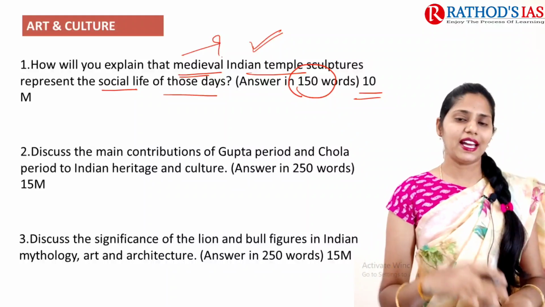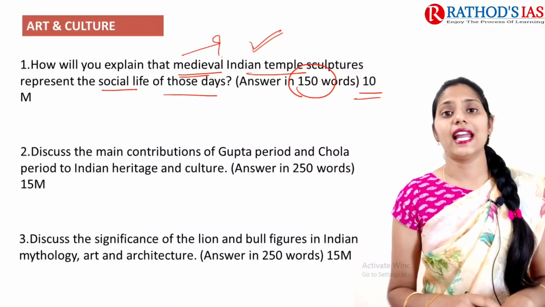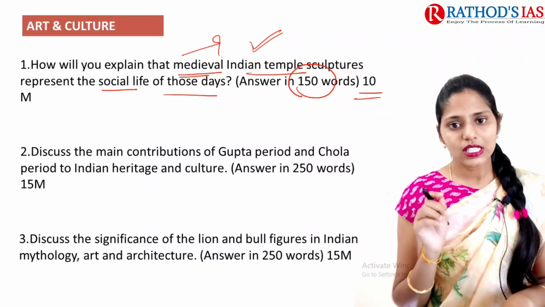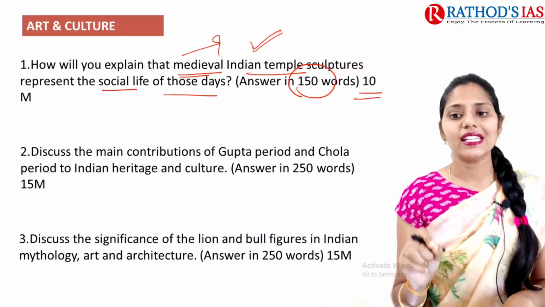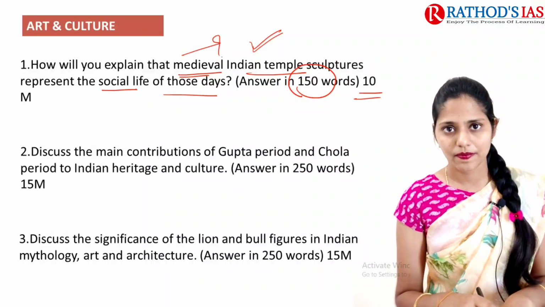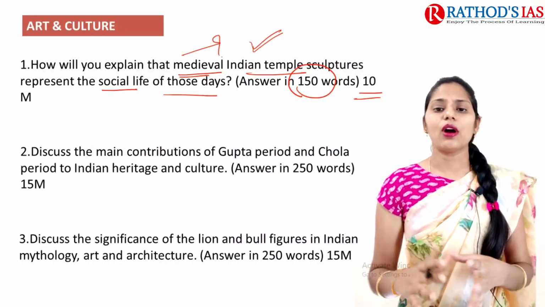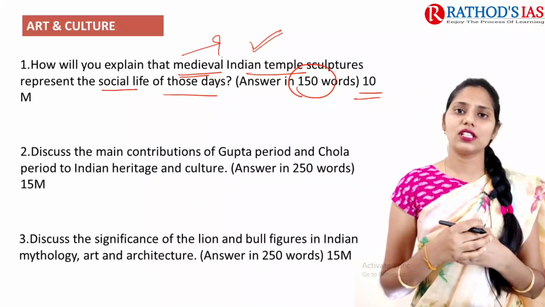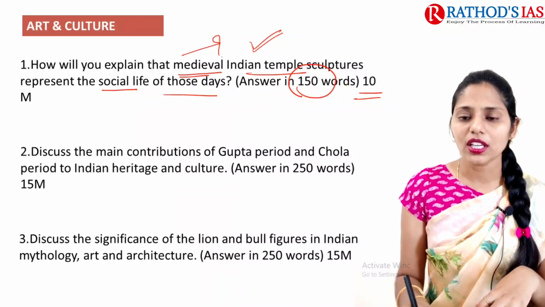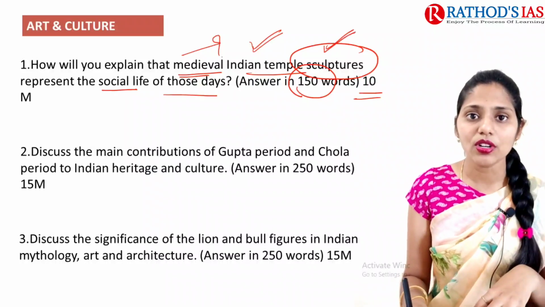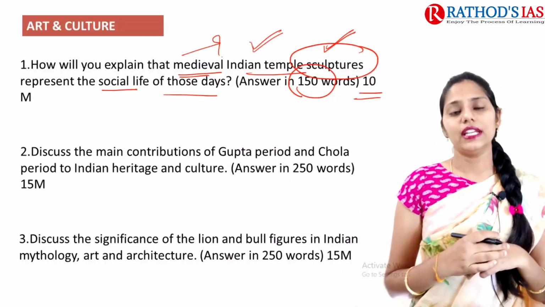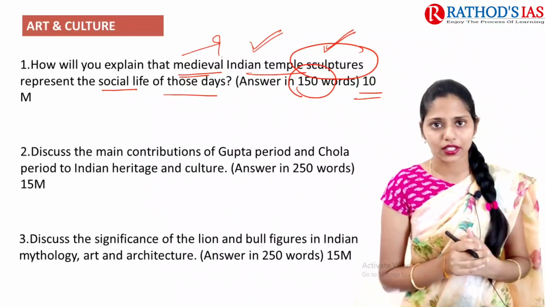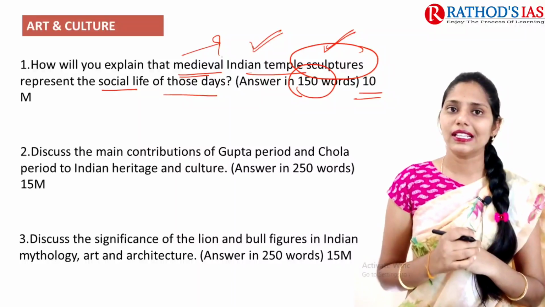I think you might remember the Gyanvapi mosque case. Because of this, yes, this question regarding medieval Indian temple structure was in the news. Here you have to write about the important characteristics of medieval Indian temple sculptures. Especially, they are talking about sculptures, not the architecture of these medieval Indian temples. They are focusing on the sculptures which come under art but not architecture. So this should be clear.